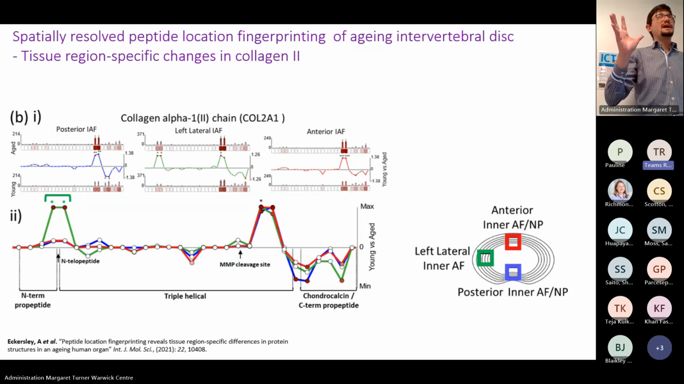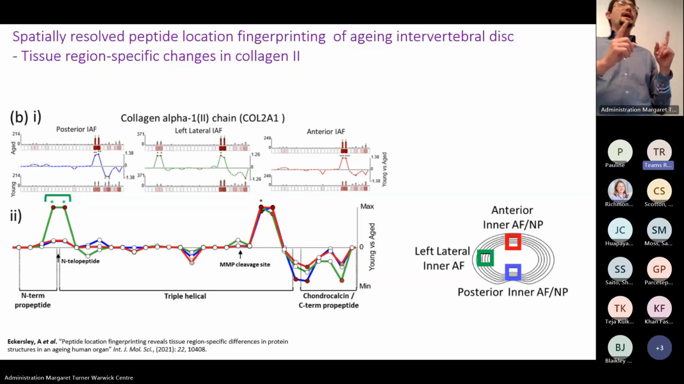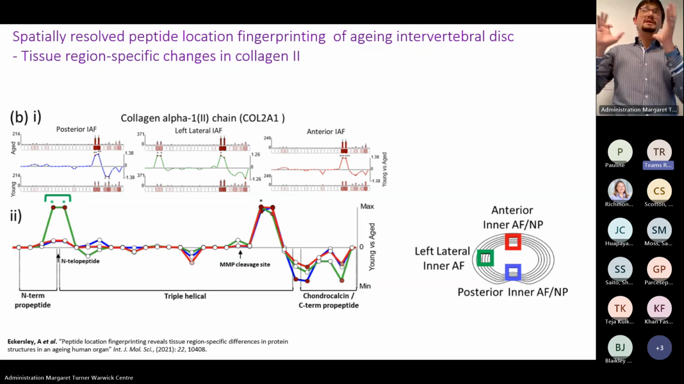I also mentioned that we're only measuring proteotypic peptides. What that means is peptides that are exclusive and unique to their protein chain. We're not looking at peptide sequences that are ambiguous and might map to multiple proteins. So what we're seeing here is truly collagen 2 specific and collagen 1 specific, and yet we're seeing the same changes.